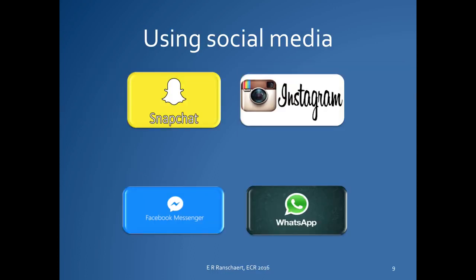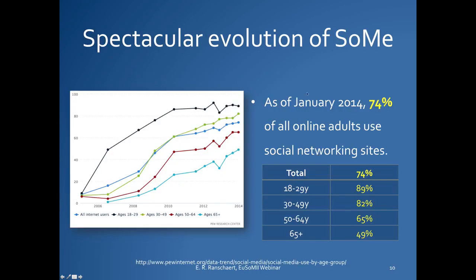These are a few examples of social media as you probably know them, and which you also have probably used. As you can see from this graphic, the usage of social media is increasing. In January 2014, about 74% of all online adults were using social networking sites. But as you can see here, the younger generations are using it much more intensively than the older generations. And from this graphic you can see that the usage of social media is increasing year by year.